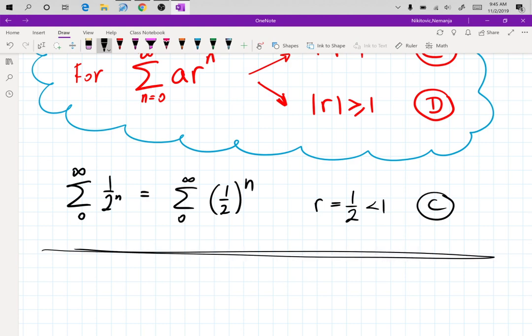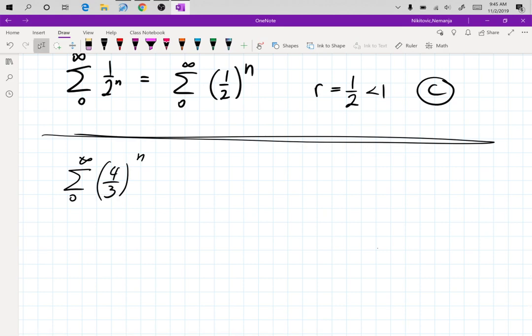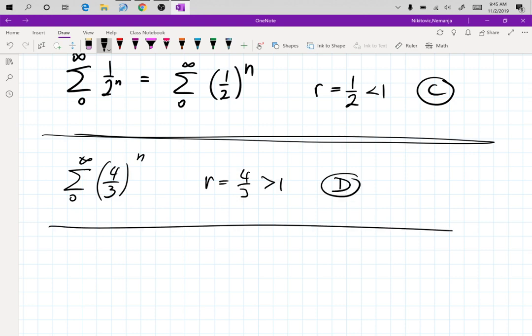What can you tell me about the summation, let's say 0 to infinity, of 4/3 to the n? That's greater than 1, so it's not going to converge. r equals 4/3, bigger than 1, diverges, move on. It needs to take you less than 15 seconds to solve this kind of problem. That's all it is.